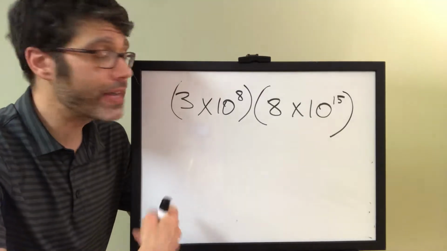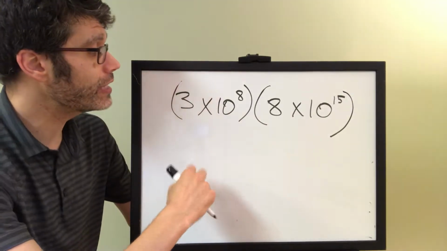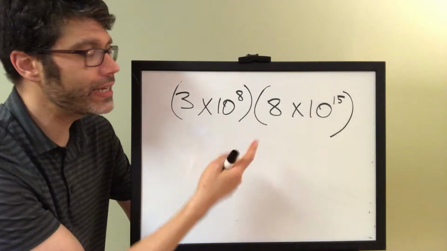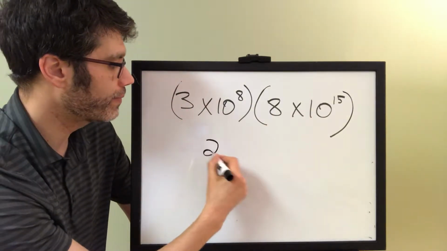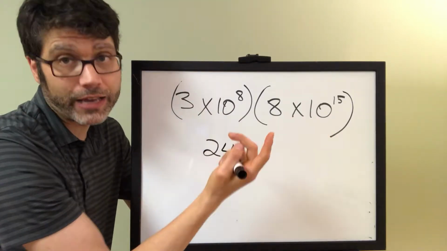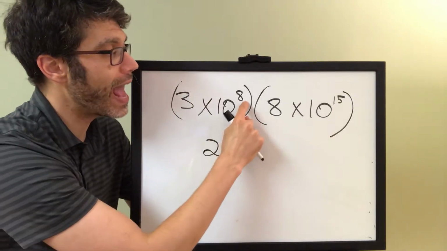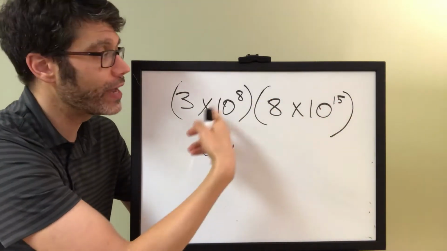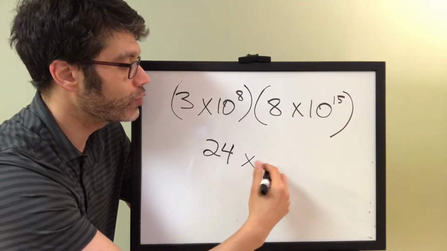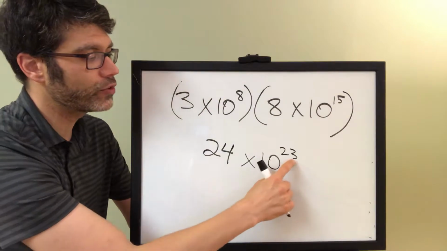All right, so here we have a multiplication problem with scientific notation, and let's start with our coefficients. So 3 times 8 is 24, and then here, do you see that we have like bases? The like bases are tens, so when we have like bases, we add the exponents when we're multiplying. So 8 and 15 is going to be 23. So we have 24 times 10 to the 23rd.